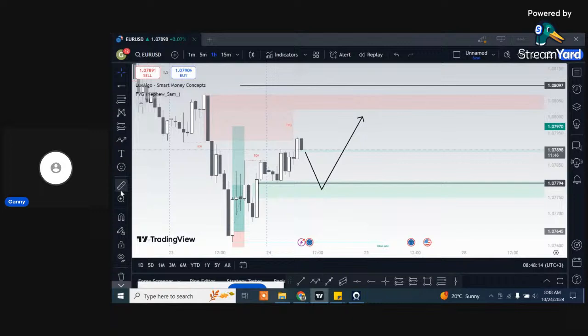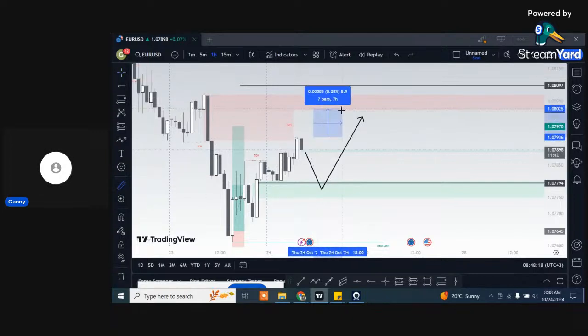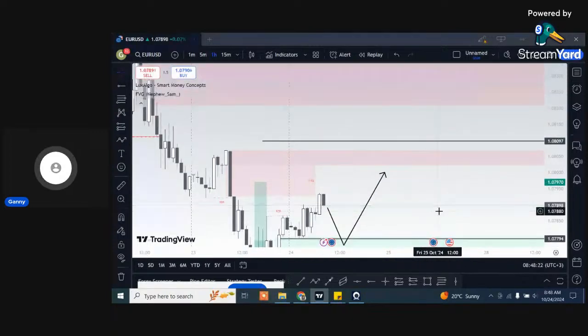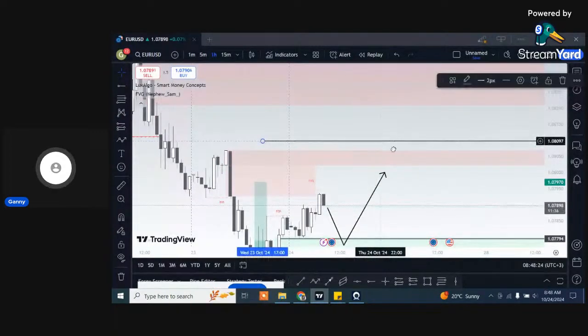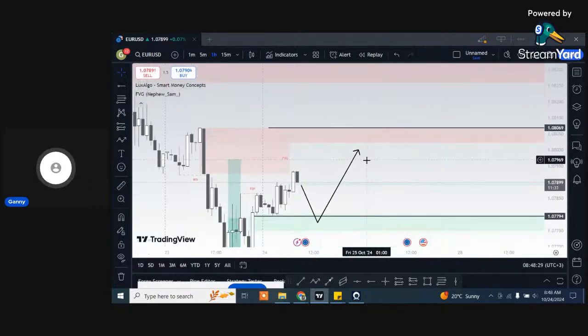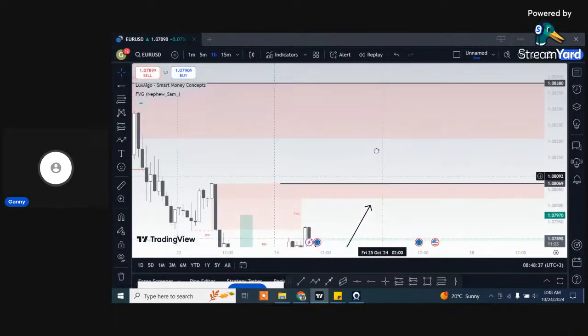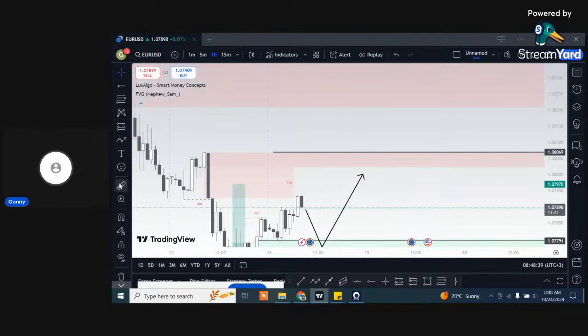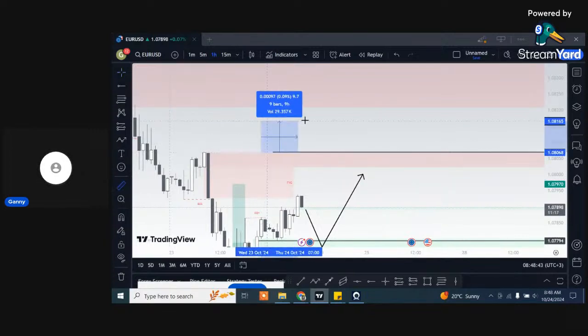Let me try and see this measurement right here. Okay, so the other scenario I expect to happen is for price to at least go up to this level, and then once it has gotten to this level, I would expect price to make a reversal to the downside.